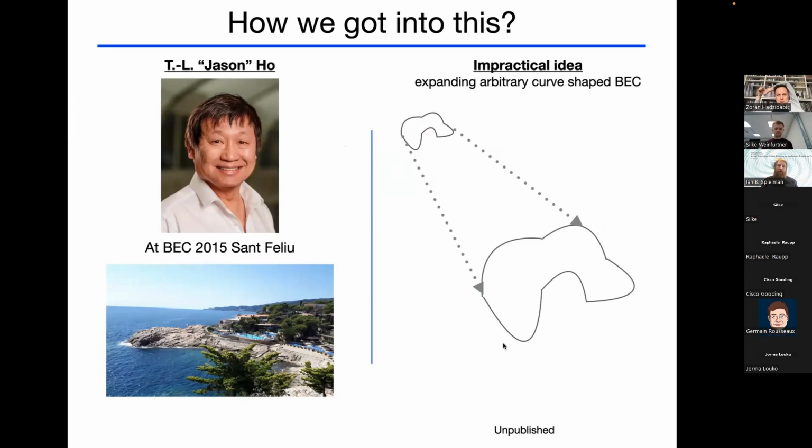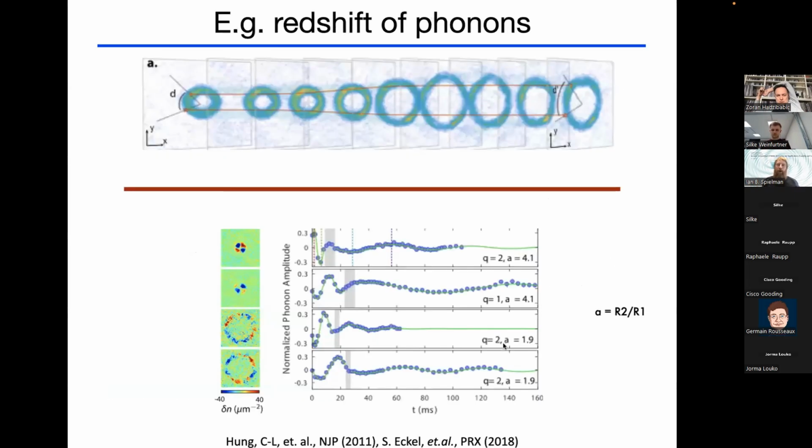And Jason was primarily interested in particle hole production. So if you inflate this quite rapidly, you can have causally disconnected regions leading to particle hole production. And as you're going to see, that's not what we did. We had a ring-shaped BEC, and that's not what we saw. And we'll get to particle hole production towards the end of the talk. So what did we do?